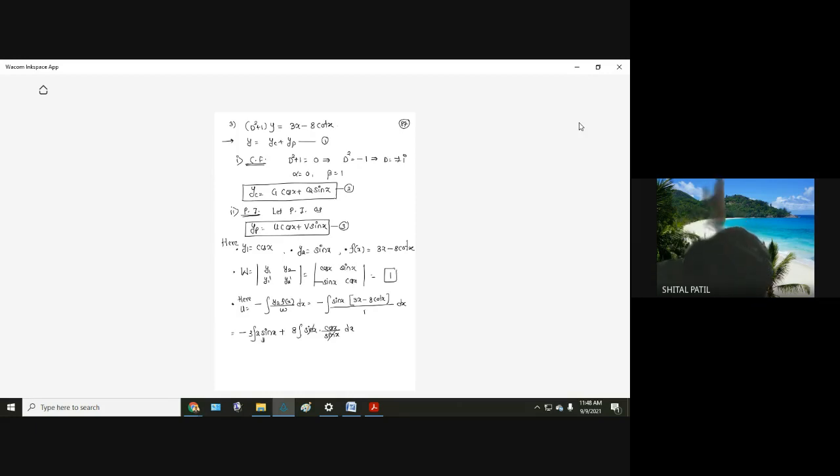For this, let me use Bernoulli's formula. This is P. The term whose derivative becomes 0 is the P. The remaining term is Q. So it is like this: P as it is, integration of Q. Integration of sin x. What is the integration of sin x? Minus cos x. Minus P dash. Derivative of x is 1.